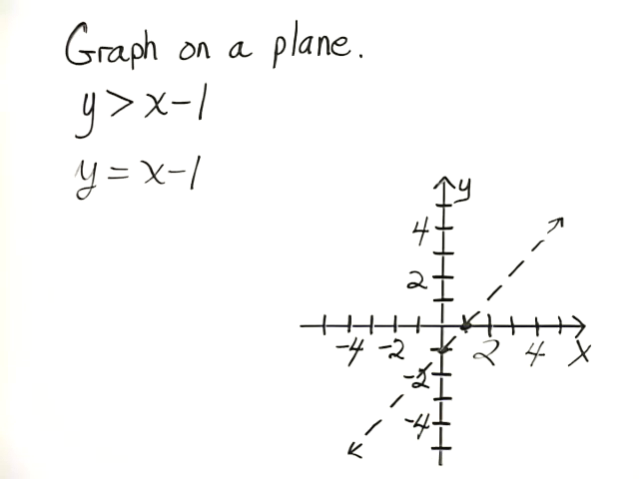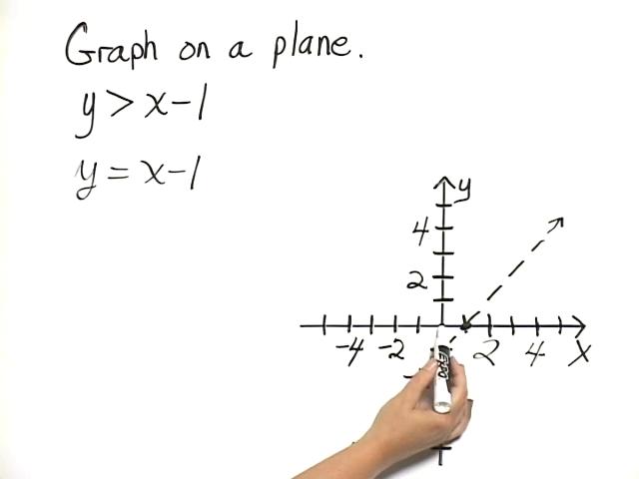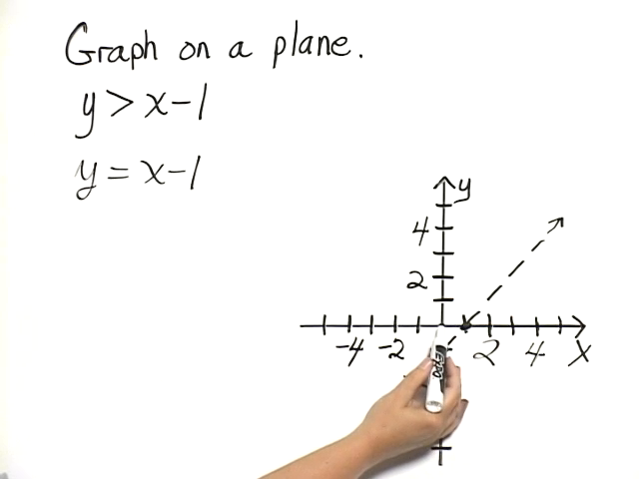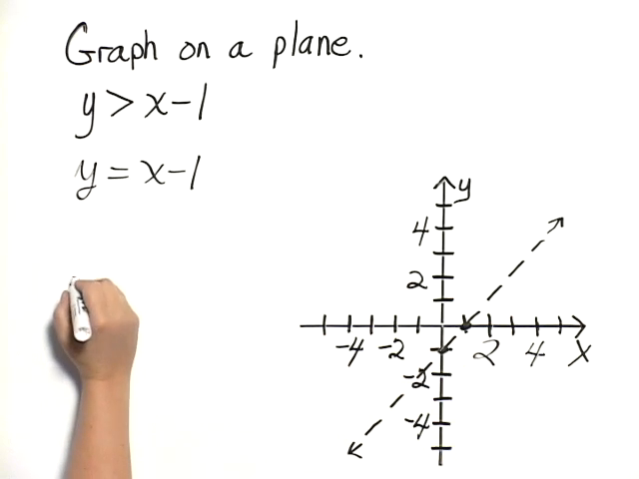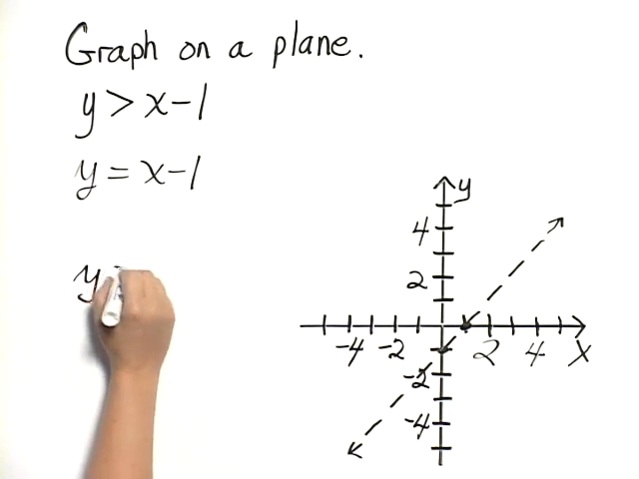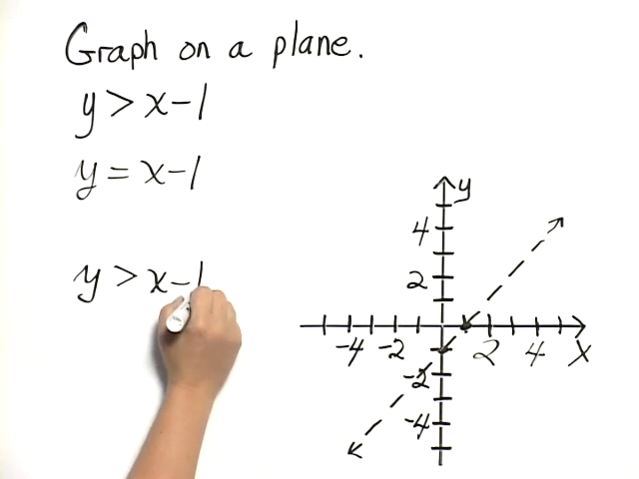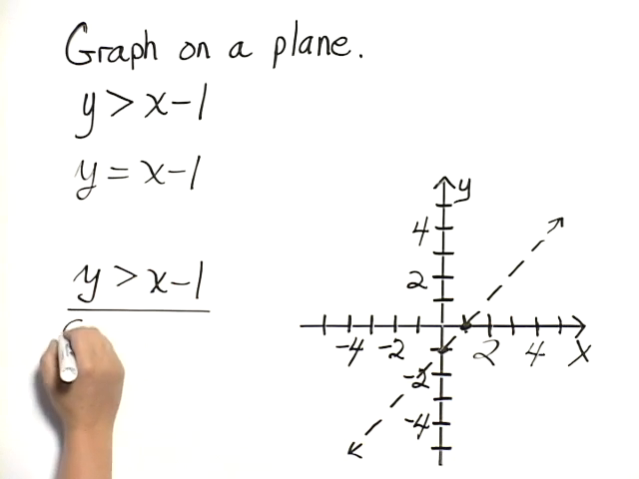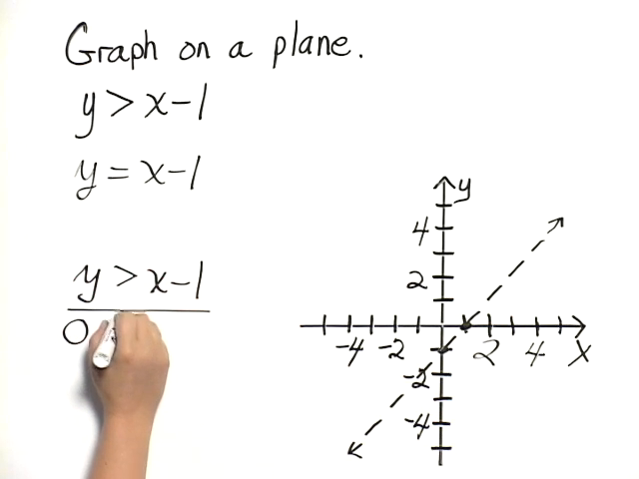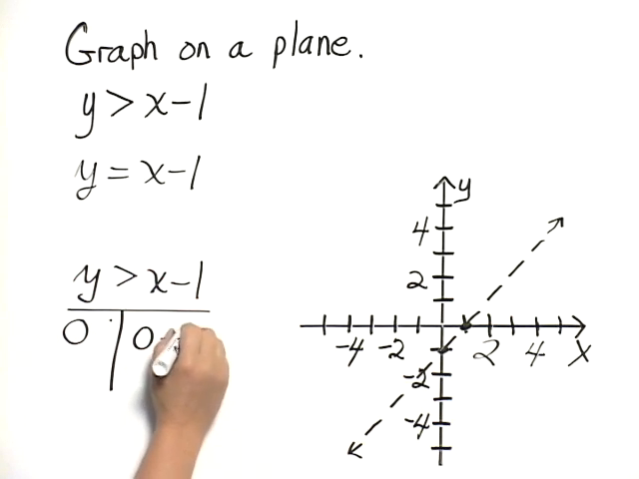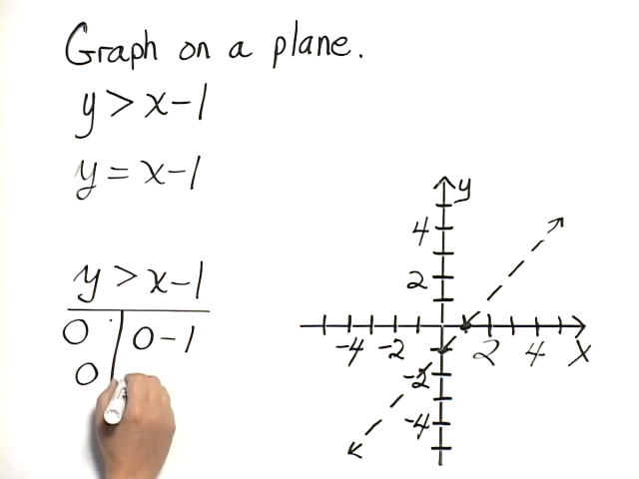To determine which one, we can pick a test point. Now since this line does not go through 0, 0, let's use 0, 0 as a test point. We take the point 0, 0 and we substitute into the inequality y is greater than x minus 1. Let's substitute 0 for y and 0 for x. And we get 0, negative 1.